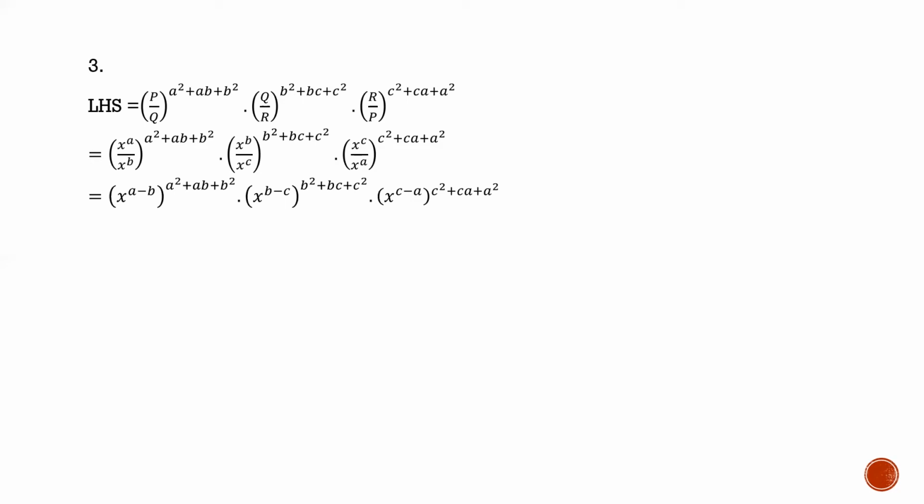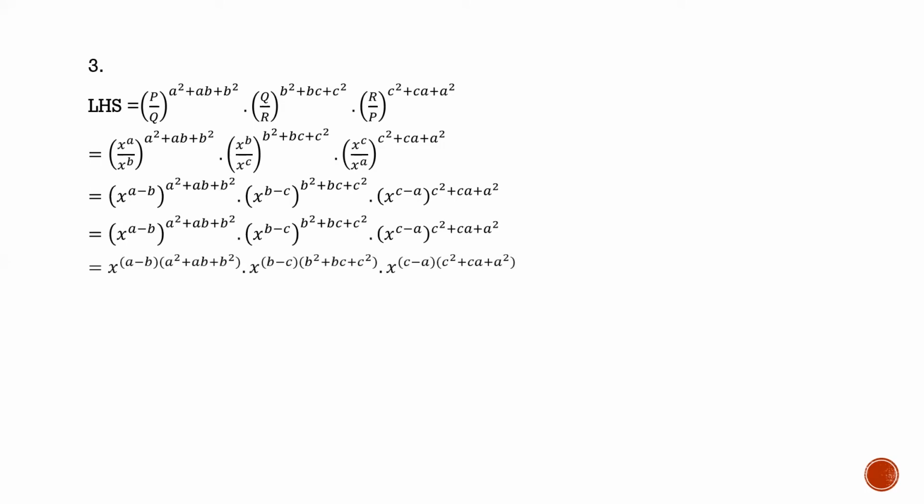Now we can apply the power of power law of index. So applying that, we will have x to the power (a minus b) into (a² + ab + b²), x to the power (b minus c) into (b² + bc + c²), and x to the power (c minus a) into (c² + ca + a²). Now we can apply the algebraic formula of (a minus b) into (a² + ab + b²), which equals a cube minus b cube, in all the three parts, which equals x to the power (a cube minus b cube) into x to the power (b cube minus c cube) into x to the power (c cube minus a cube).